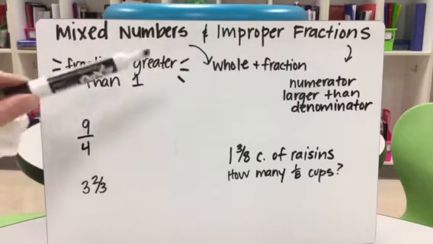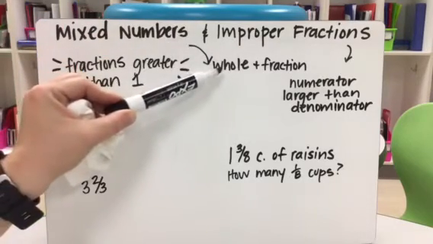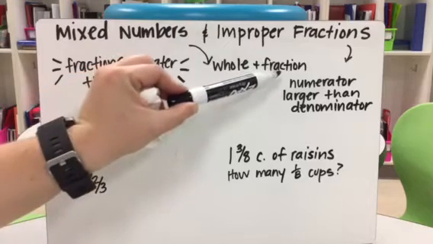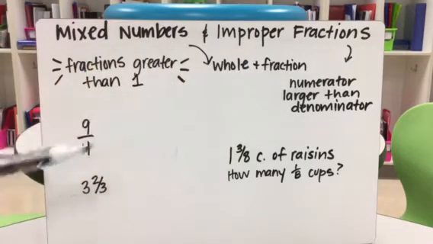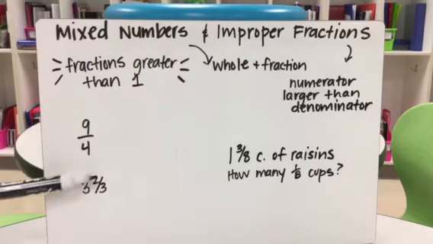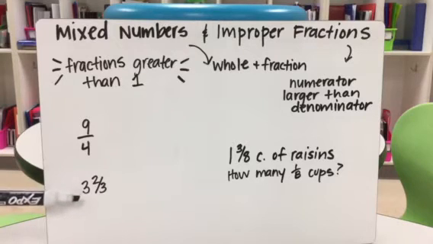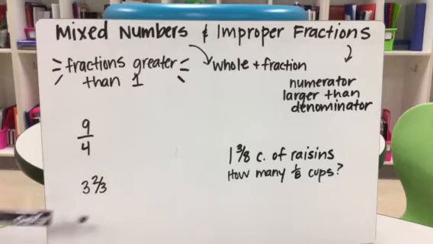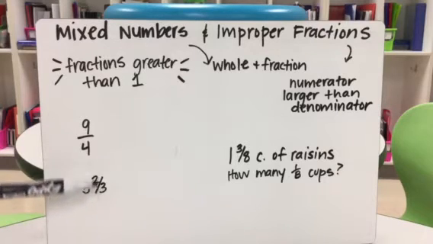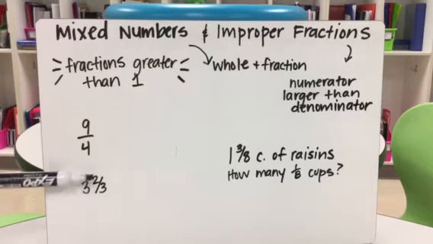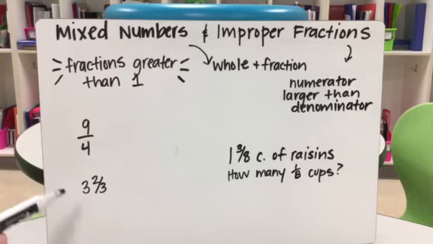The difference is a mixed number is when they give you a whole and then more in a fraction. So here's an example. This is 3 and 2/3, and all that means is 3 whole pizzas and 2/3 of another. So you're going to be using 4 wholes, but only part of that last one. Or 3 cups of milk and 2/3 more cup of milk. So that is a mixed number.